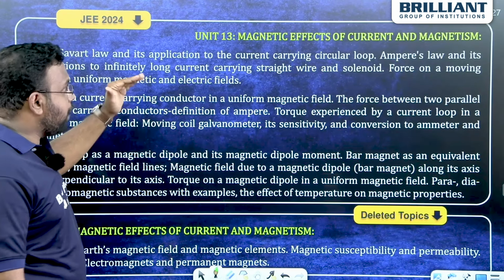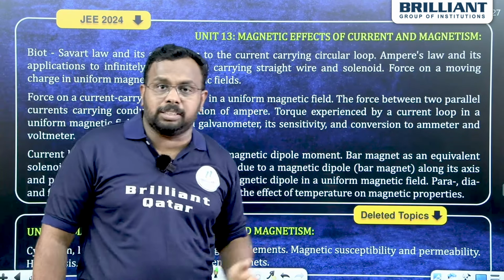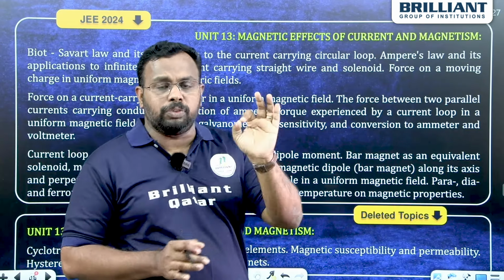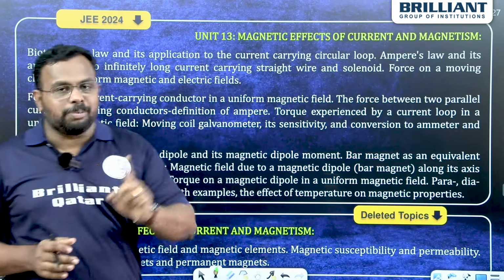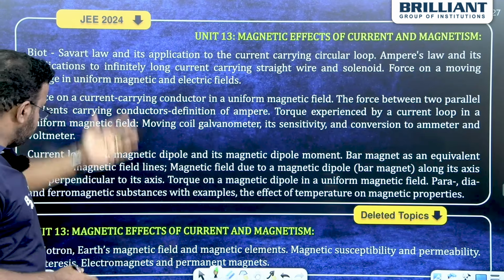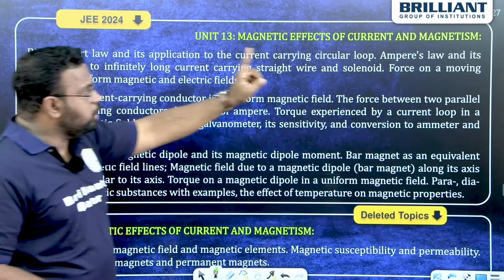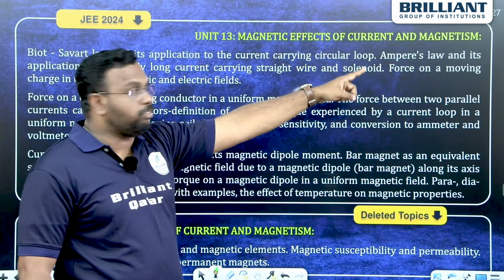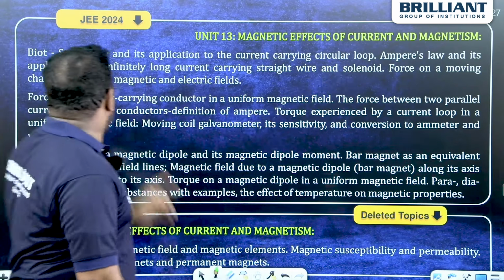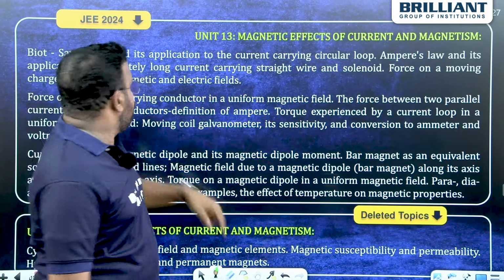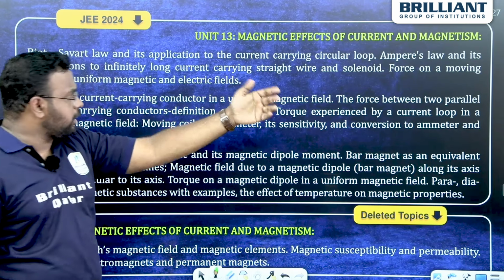Unit 13, magnetic effect of current and magnetism, which means this is again based on 2 chapters from our board syllabus, that is moving charges and magnetism, and magnetism and matter. Right. So many topics are there. Biot-Savart's law and its application to the current carrying circular loop magnetic field. Ampere's law and its applications to infinitely long current carrying straight wire and solenoid. Force on a moving charge in a magnetic field, Lorentz force.